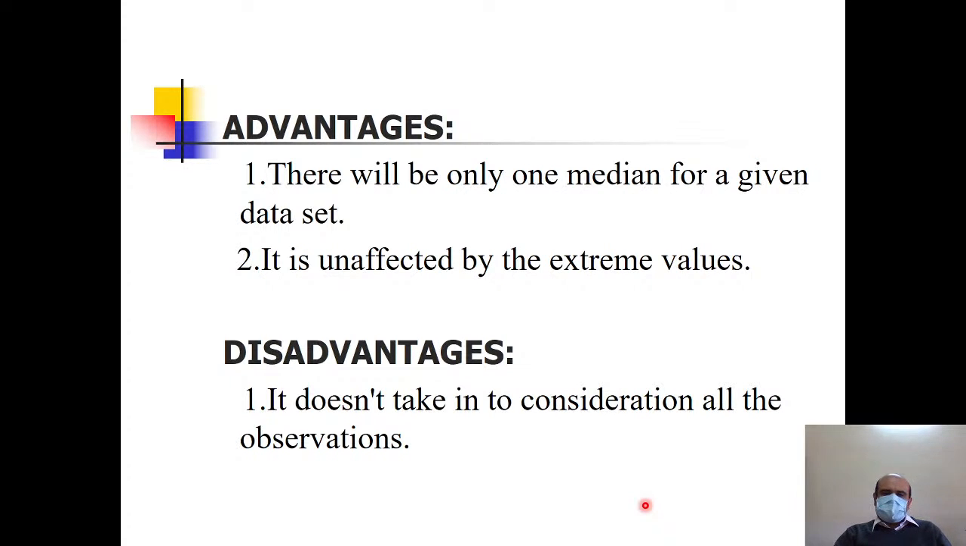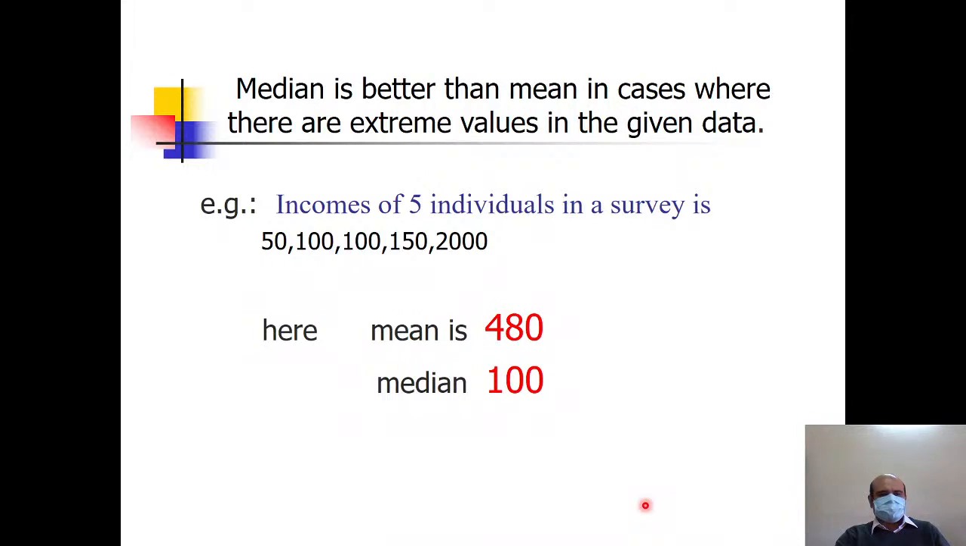Advantages of the median: there will be only one median for a given data set, and it is unaffected by extreme values. The disadvantage, on the downside, is that it doesn't take into consideration all the observations.